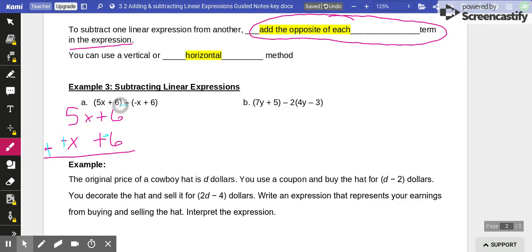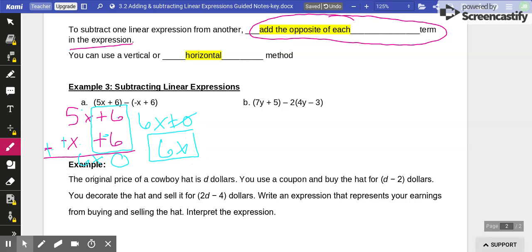So now I can just add this straight through. So I have a positive 6 plus a negative 6. So that would equal 0. I have a positive 5x plus a positive x, which would give me 6x. So my answer, it does say 6x plus 0. However, we do not need to include the plus 0. So my final answer would just be 6x.